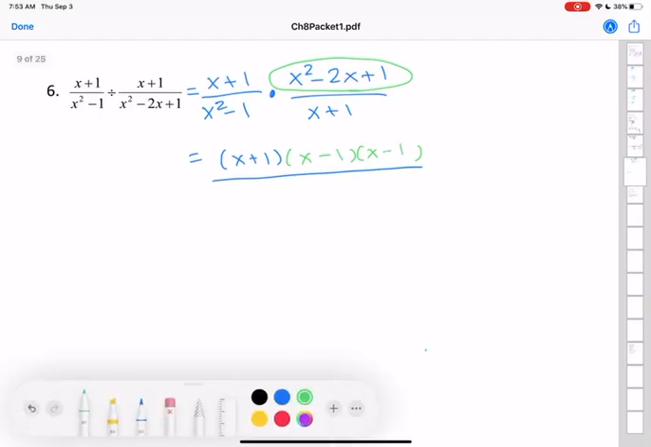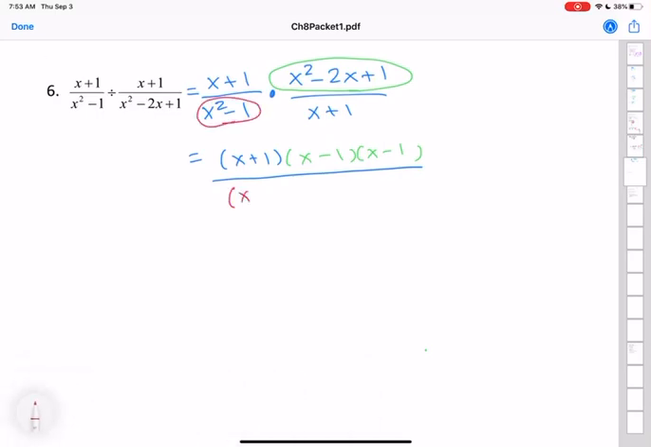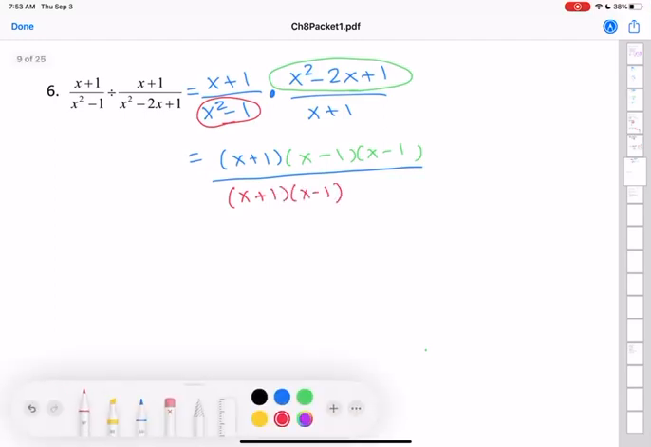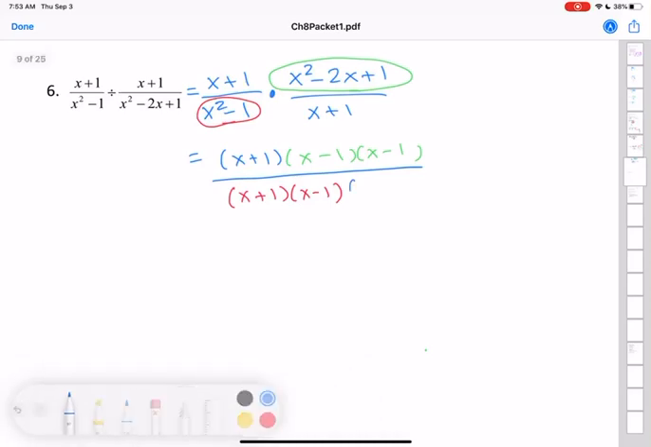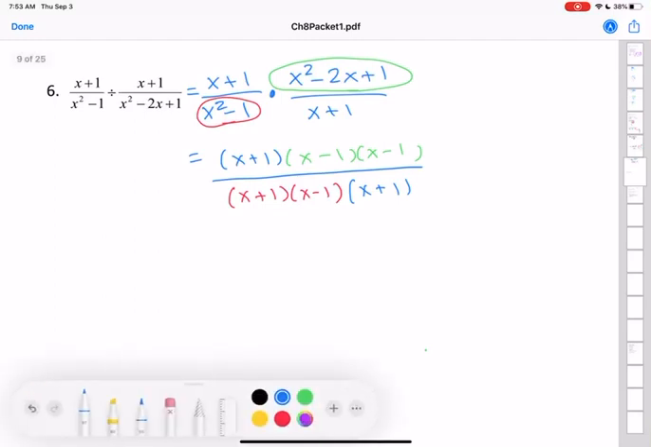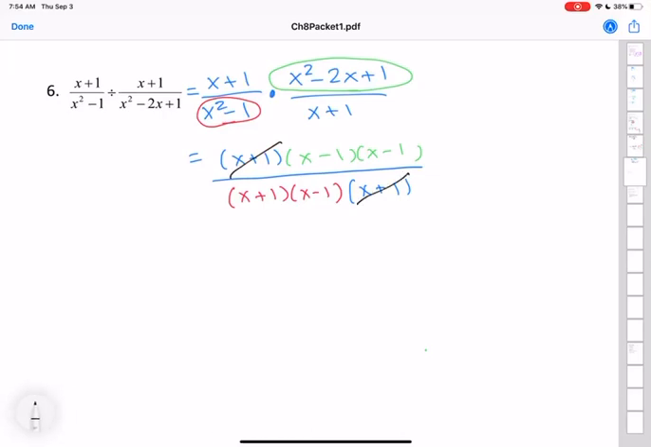On the bottom, x squared minus 1, I have a difference of squares. So it is x plus 1, x minus 1. And that last x plus 1 will fill in here. Now we have to start looking for things that we can cancel, top and bottom, that removing a factor of 1. So I have an x plus 1. Anything else? I have an x minus 1. So our final answer is x minus 1 over x plus 1. All right.